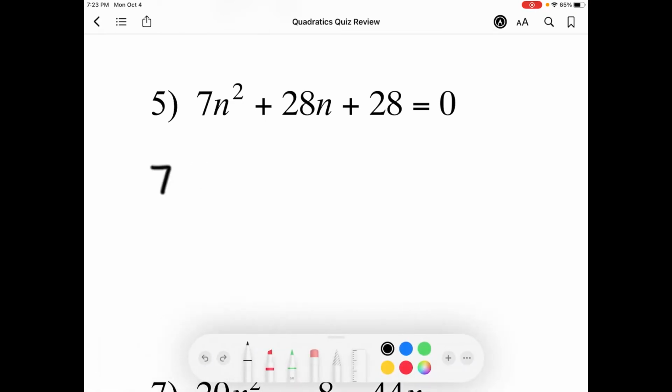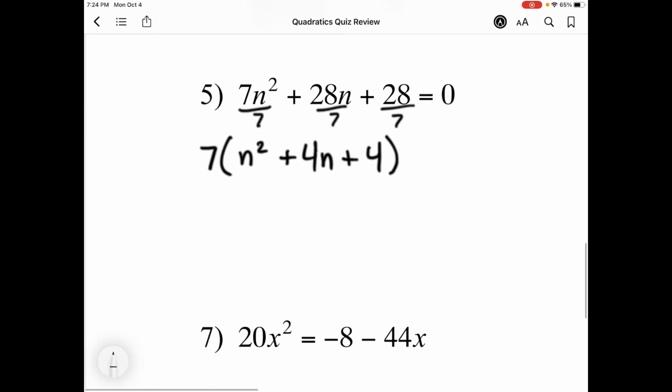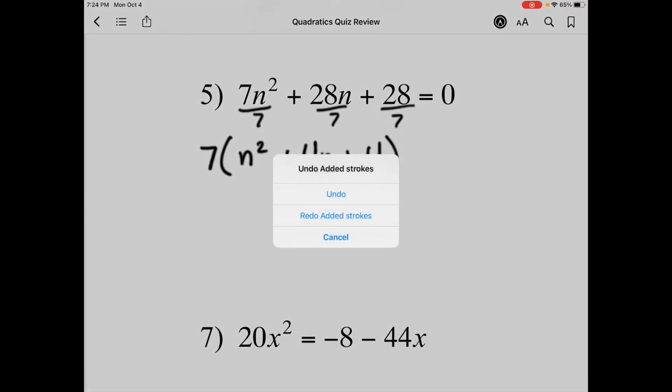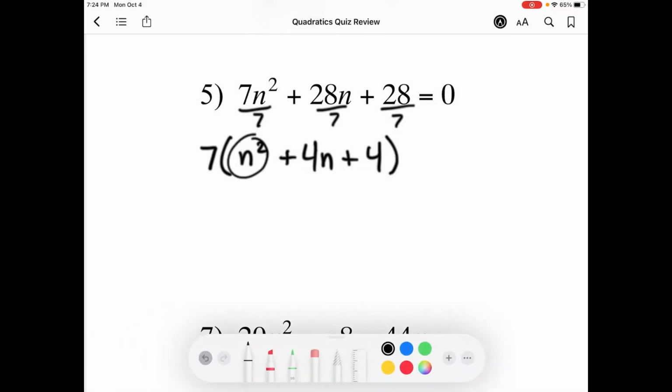I'm going to write 7 on the outside with parentheses, and I'm going to divide each term by 7, and that's what's left over inside the parentheses, right? So 7n squared divided by 7 leaves me with just n squared. Then I have 28n divided by 7, and 28 divided by 7 is 4, right? So I have plus 4n, and then plus 4. All right, so now we're going to ignore this 7 because it doesn't matter. It's not going to be part of the solution. We just had to simplify this function so that we could factor. So now that there's no number in front of n squared, we can factor this, right?